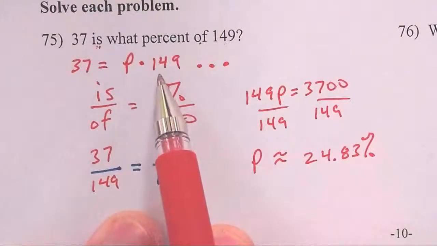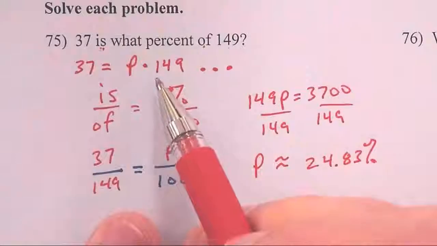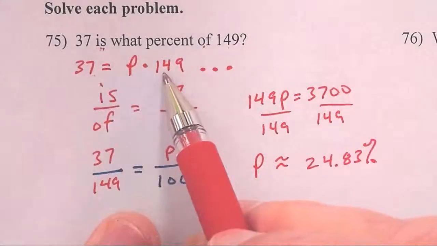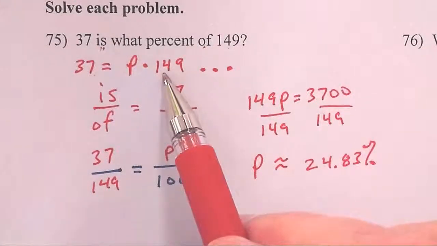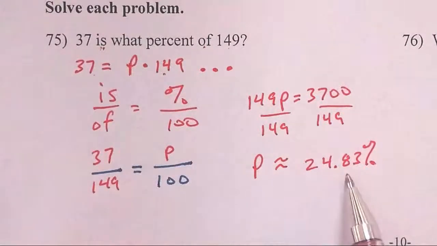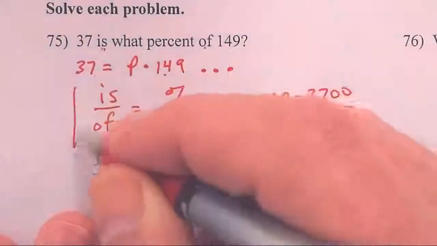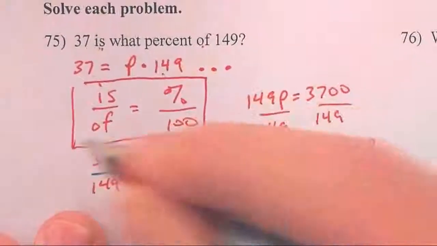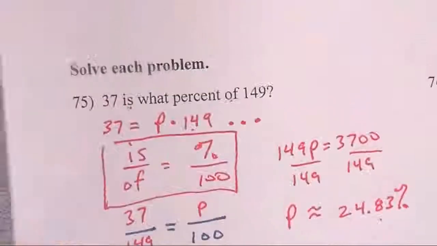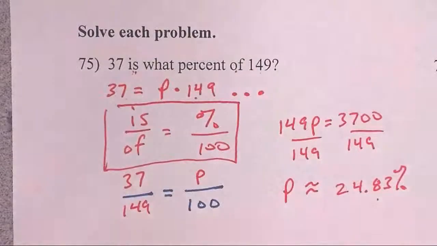If you want to just set them straight up in an equation, that's fine. Notice when you took the 37 divided by 149 up here, you would still have to convert that from 0.2483 into 24.83. I'm a big fan of is over of equals percent over 100. That has worked at all different levels with students.